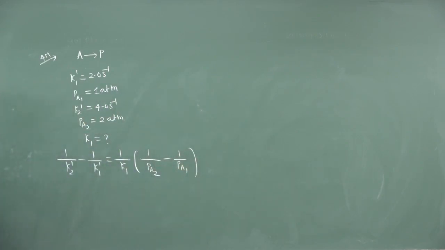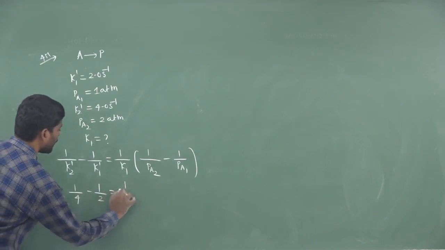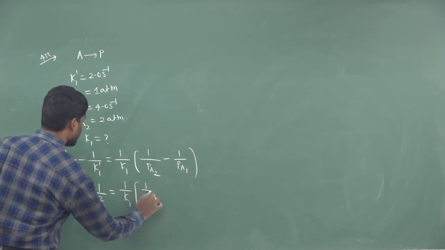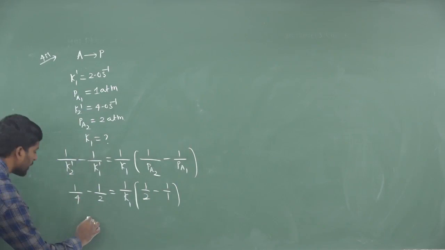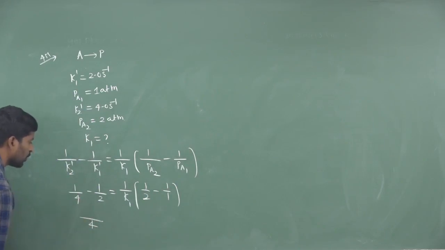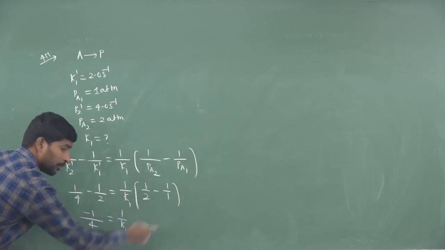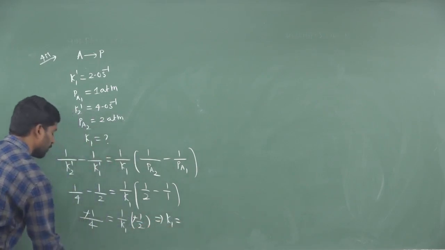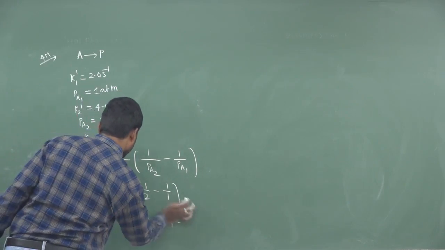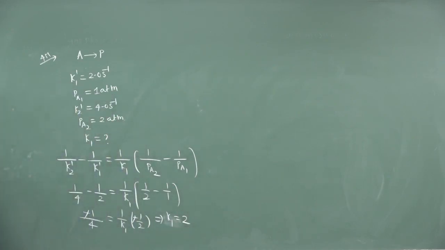So, substitution only. 1 by 4 minus 1 by 2 is equal to 1 by K1 into 1 by 2 minus 1 by 1. Here the LCM is 4. So we get 1 minus 2 over 4, which is minus 1 by 4, equals 1 by K1 into minus 1 by 2. Minus minus gets cancelled. So K1 is equal to 4 by 2, that is, we are getting K1 equal to 2.